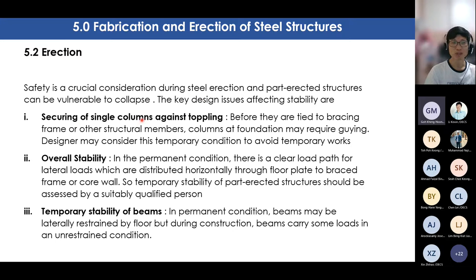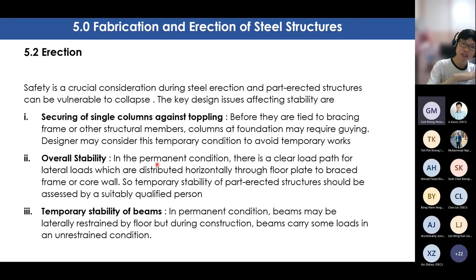So it depends on the columns. We design the column base as a pin connection. So once you lift up the column, the bottom is not fixed, meaning your column can topple. So you have to provide the temporary bracing. This kind is the bracing, the steel wire to provide the bracing. So overall stability, just now we mentioned simple construction, where all the connections are pin connections. Overall stability is provided by the bracing frame.